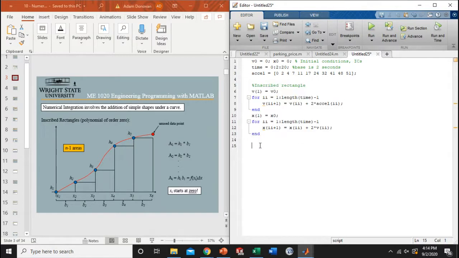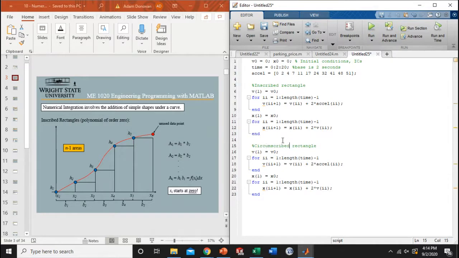And so like I said before, these are going to look very similar. So I'm going to do the circumscribed rectangle. So here's the circumscribed rectangle. I'm going to underscore this VC. So, using the same for loop, I'll just rewrite it for you. VC of II plus 1, the next point that I need to calculate, because remember, I know my initial condition, so I'm just going to work my way through the entire array, is going to be equal to VC of II plus 2 times the base times the acceleration.